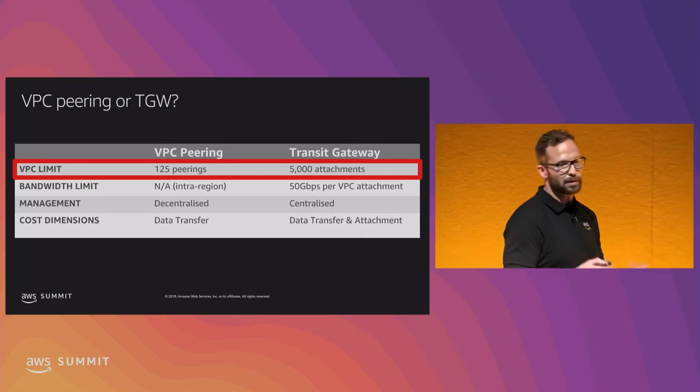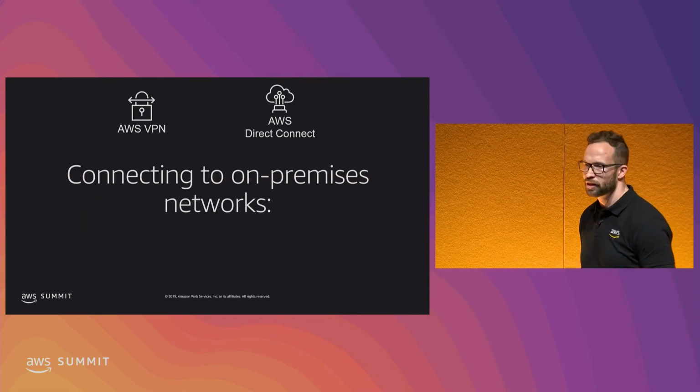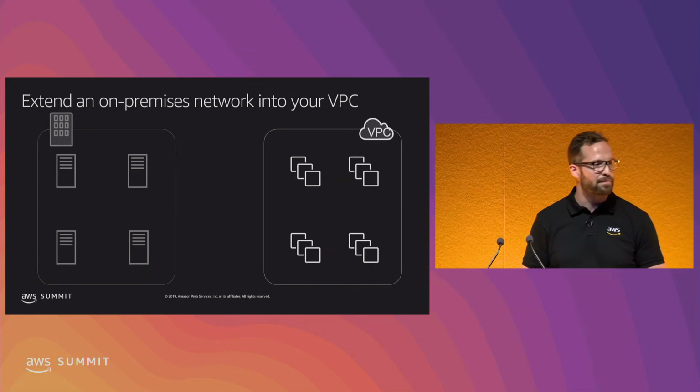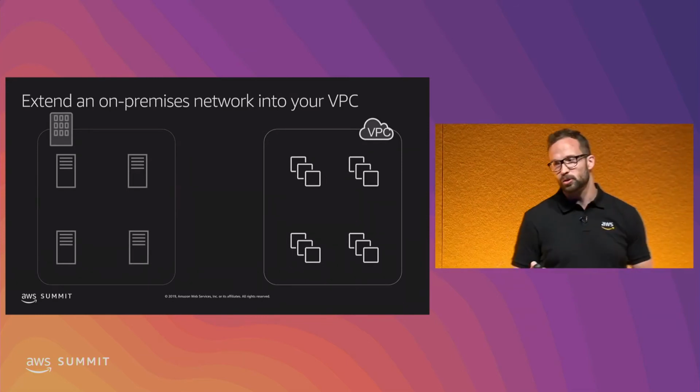Okay, so we've connected our VPCs on AWS. Let's start connecting them back to on-premise. So we'll go through a scenario where we have our on-premise environment on the left, and we will have our VPC on the right. And we'll look at two connectivity options.